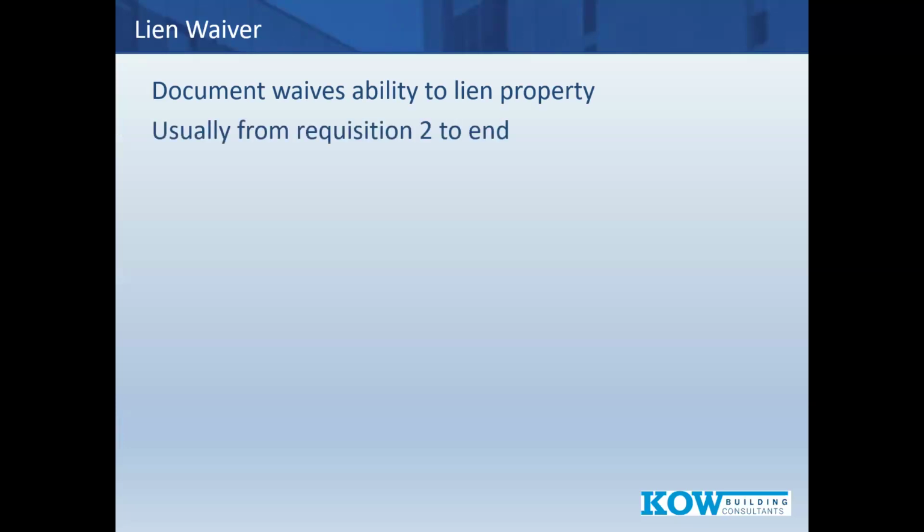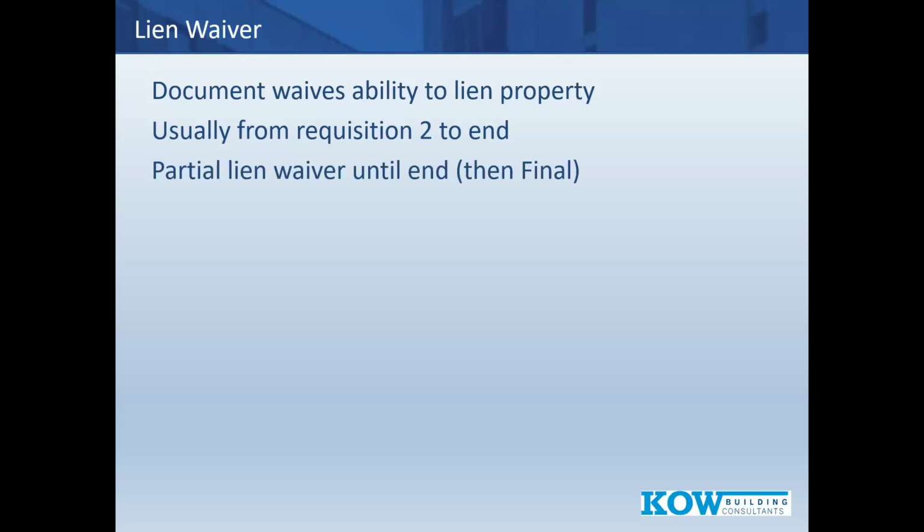Okay. That's the application for payment or the draw or the requisition. What's next? Lien waiver. This is a document that waives the ability to lien the property. It is usually from requisition 2 to the end. And the reason is because there's usually a reimbursement effort that goes on. So if the general contractor is submitting requisition 1, they can't give you a partial waiver of lien yet because they haven't paid everyone yet. They will, but they haven't.